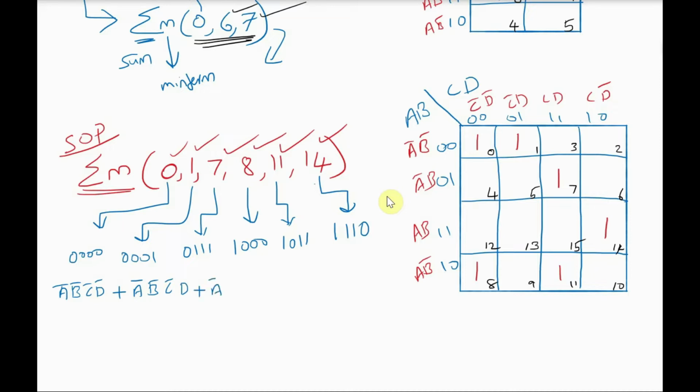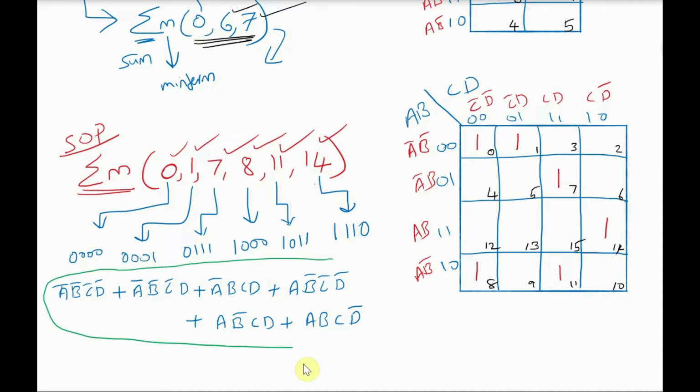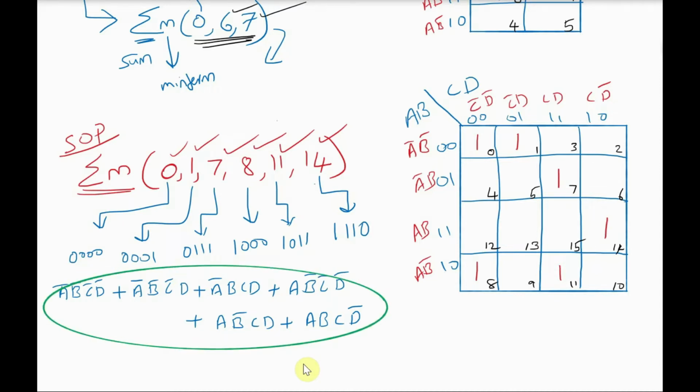Next is A bar, B, C, D plus A, B bar, C bar, D bar plus for 1011 it is A, B bar, C, D plus A, B, C, D bar. So questions can be asked in either form. Either they may give this expression or they may give sigma of minterms. In both cases, we can map like this.